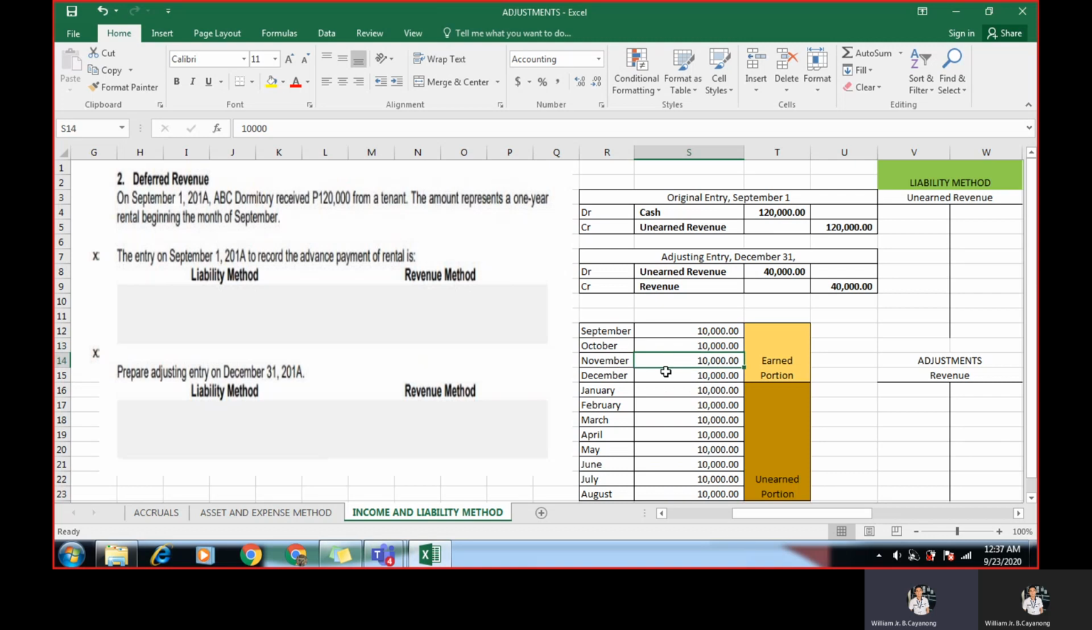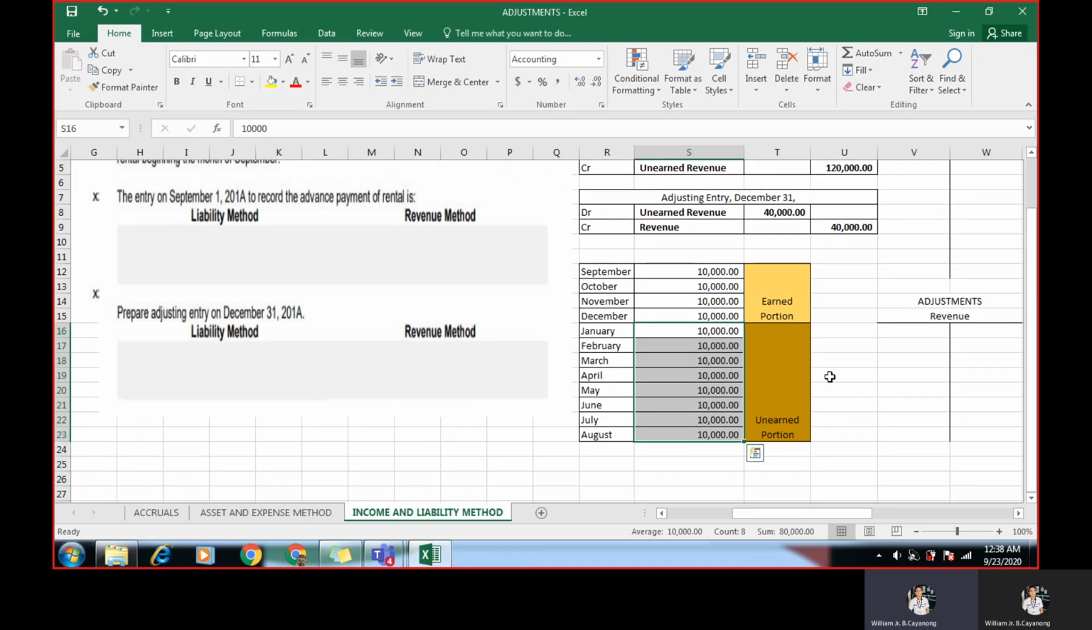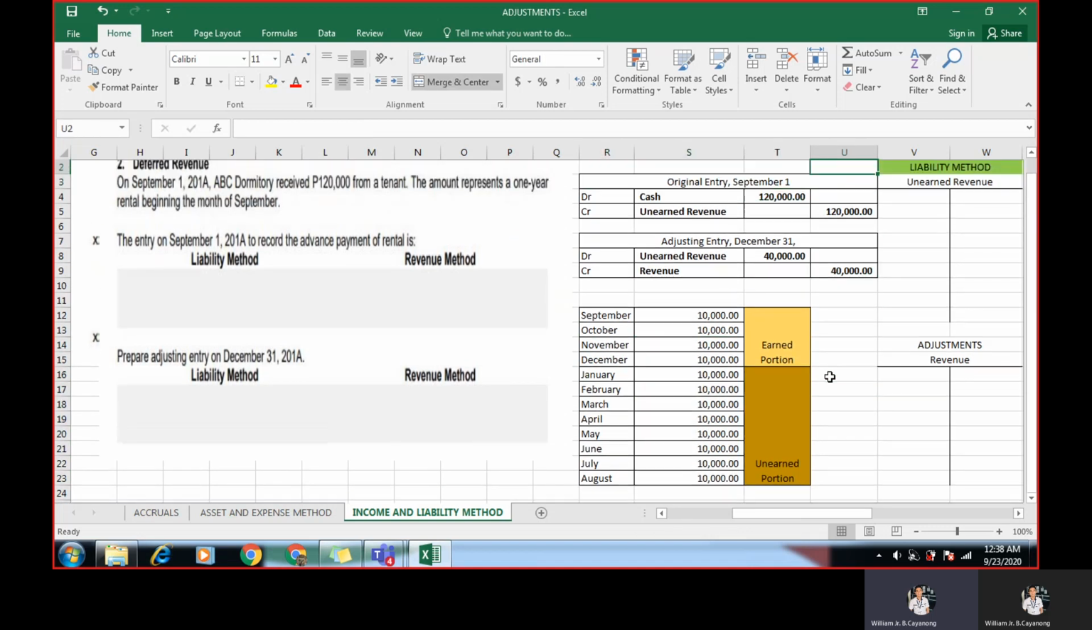From that rent. Okay. Take note, the unearned revenue is 120,000. So after December 31, it is no longer 120,000, meaning we are going to earn the 10,000 per month up to December of that year. So this will be the earned portion. And the remaining from January to August will be the unearned portion, meaning it will become a liability. It will remain a liability.